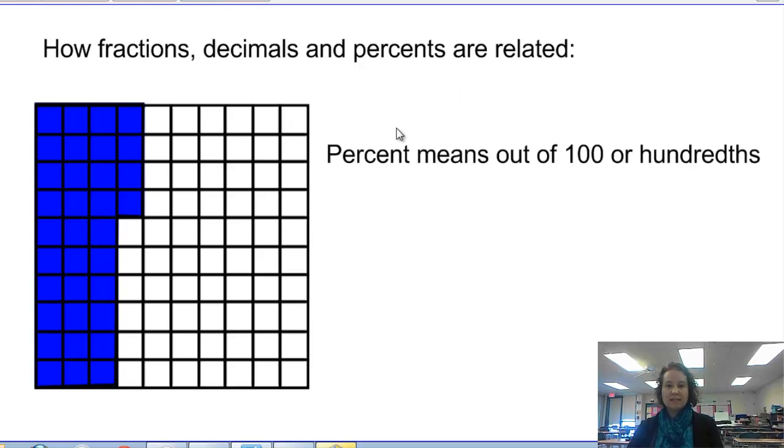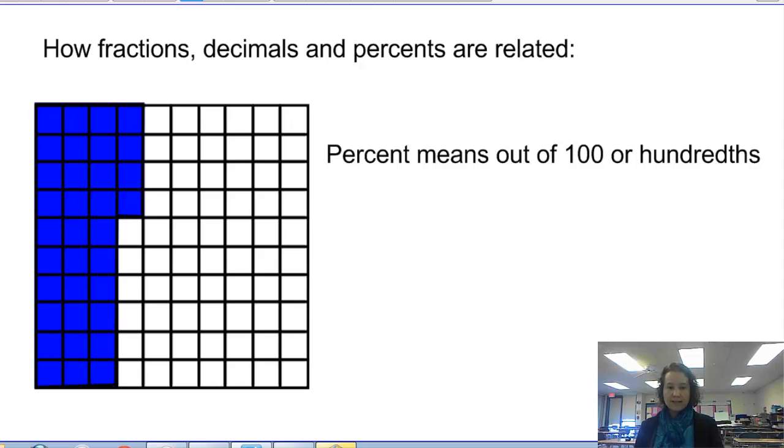So percent means out of 100. Cent is a word that means hundred or hundredth, actually. So think about the fact that there are 100 cents in a dollar. So 1 cent is 100th of a dollar, and percent is using that root word of cent as hundredth, and then per we know means out of. So you can think of it as out of 100, or you can think of it as how many hundredths a number contains. So that's really important when we're thinking about how fractions, decimals, and percents are related to each other.